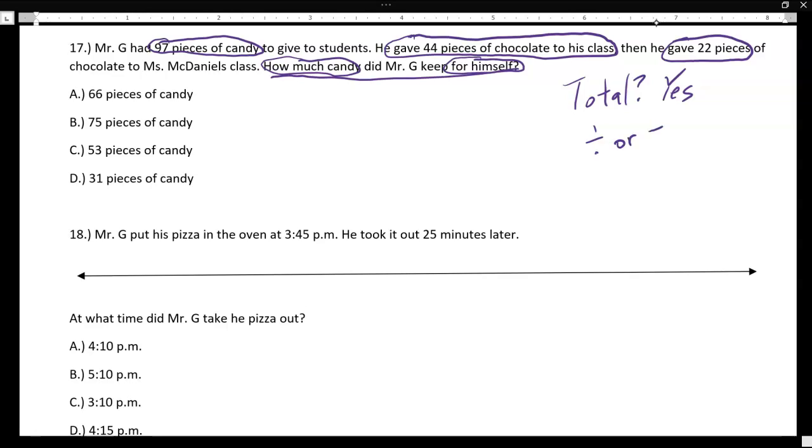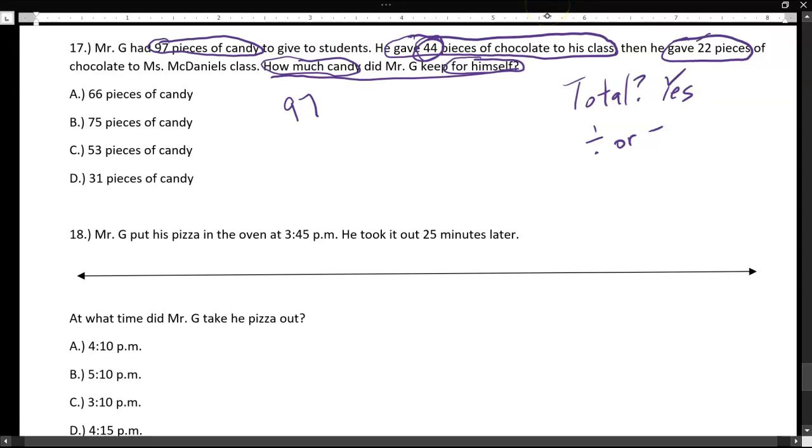So if we say yes, divide or subtract. We all know how to divide two digit numbers, so it's going to be subtract. Right, okay. Now let's think about this. We know our total is 97. We said we're going to subtract. So how are we going to do this if we have two numbers? We have 44 and 22.